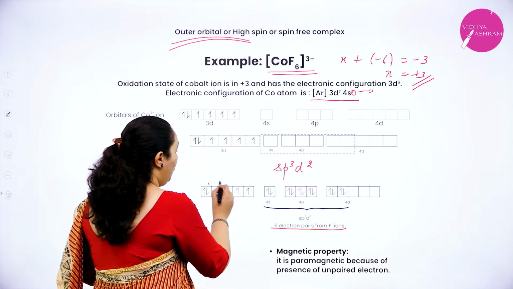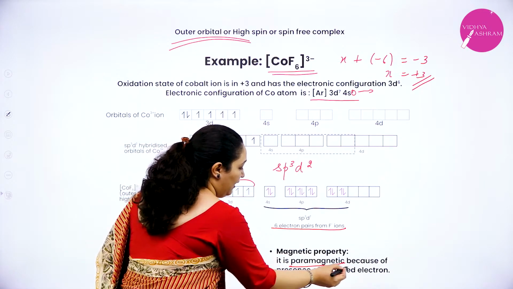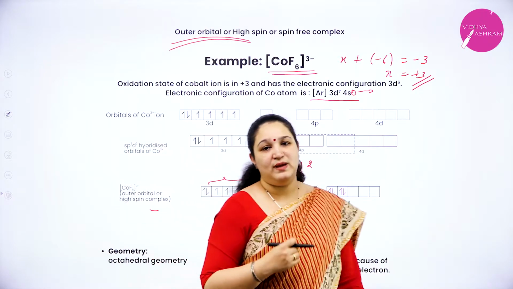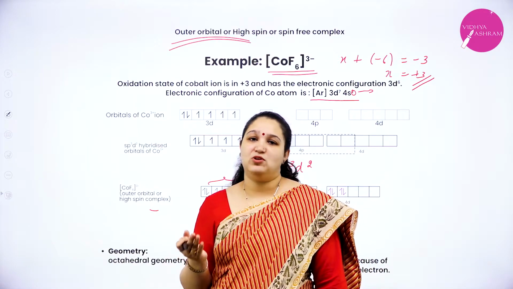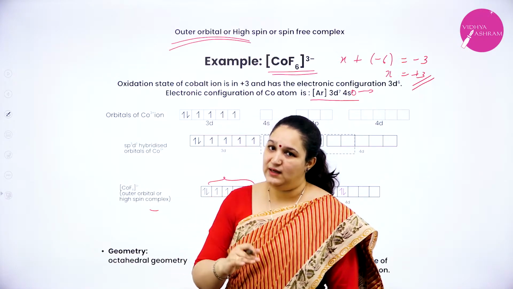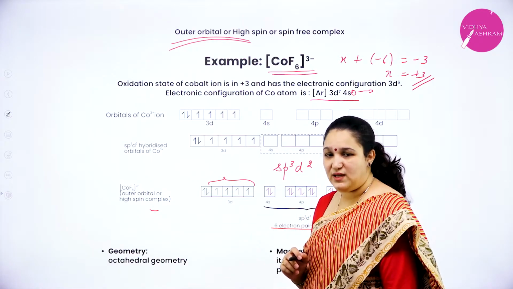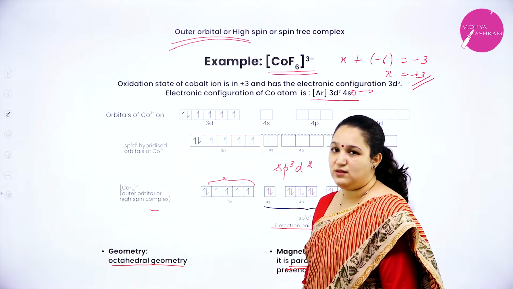Magnetic property, if you see the final structure once the complex is formed. There are 4 unpaired electrons, hence it is paramagnetic. If there are unpaired electrons, the complex is paramagnetic. If it does not have any unpaired electrons, then the complex will be diamagnetic. As the hybridization is sp3d2, geometry is octahedral.